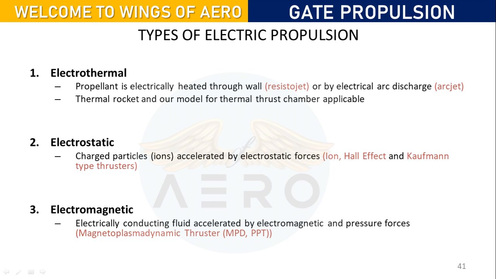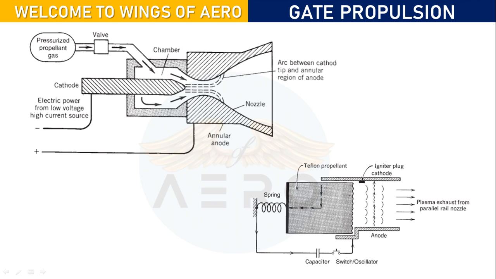Electrostatic is mostly based on the Hall effect or ion propulsion. Electromagnetic means it will have a pulsed jet, where we have both electromagnetic and pressure forces. For example, magnetoplasmadynamic thrusters. Okay, this is an example of an arcjet. Then this one is the ion.